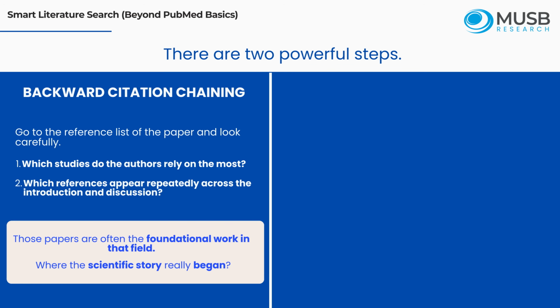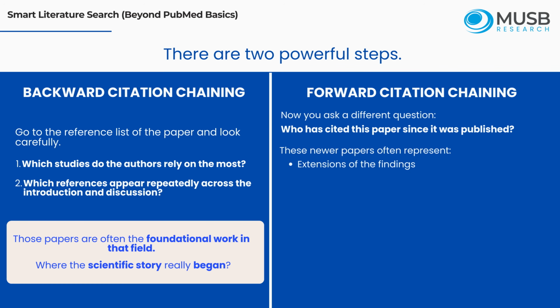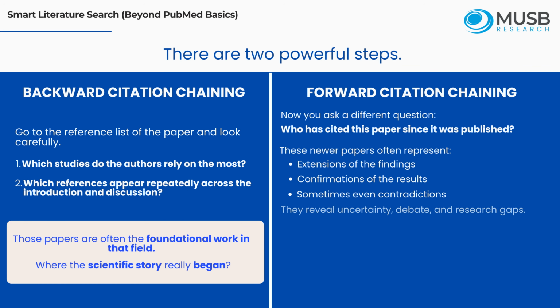The second step is forward citation chaining. Now you ask a different question. Who has cited this paper since it was published? These newer papers often represent extensions of the findings, confirmations of the results, or sometimes even contradictions. And those contradictions can be incredibly valuable, because they reveal uncertainty, debate, and research gaps.